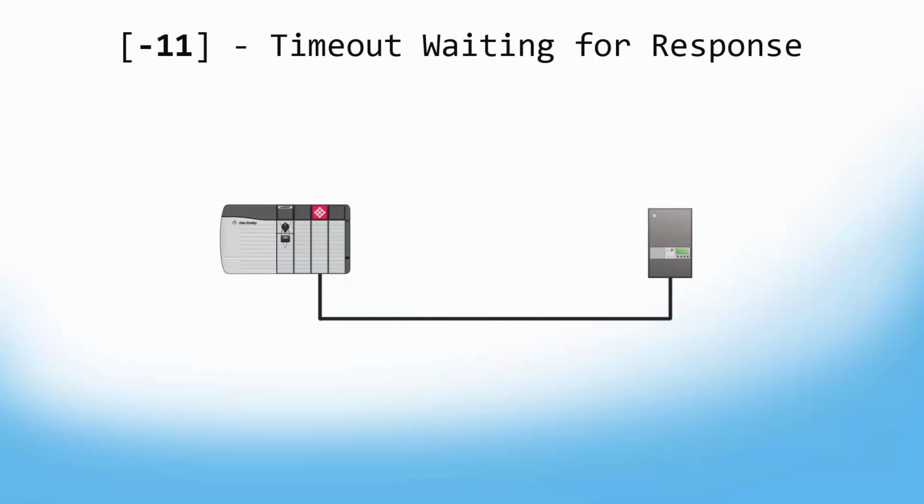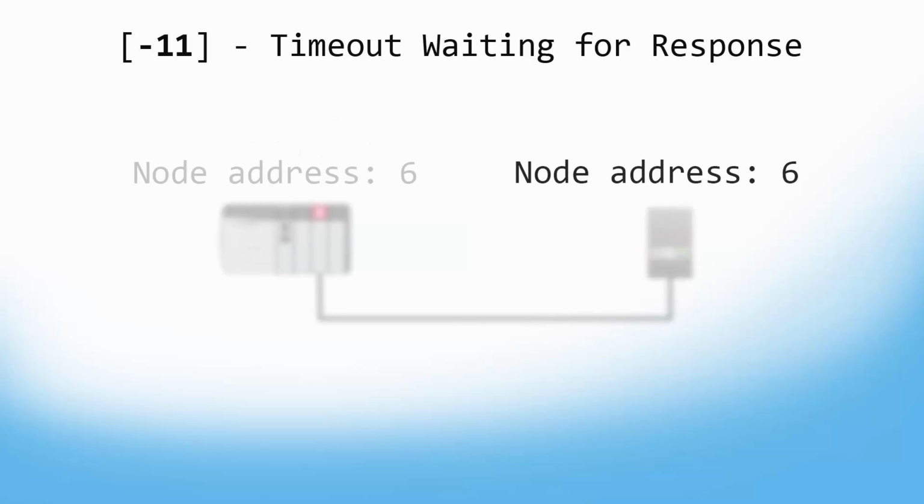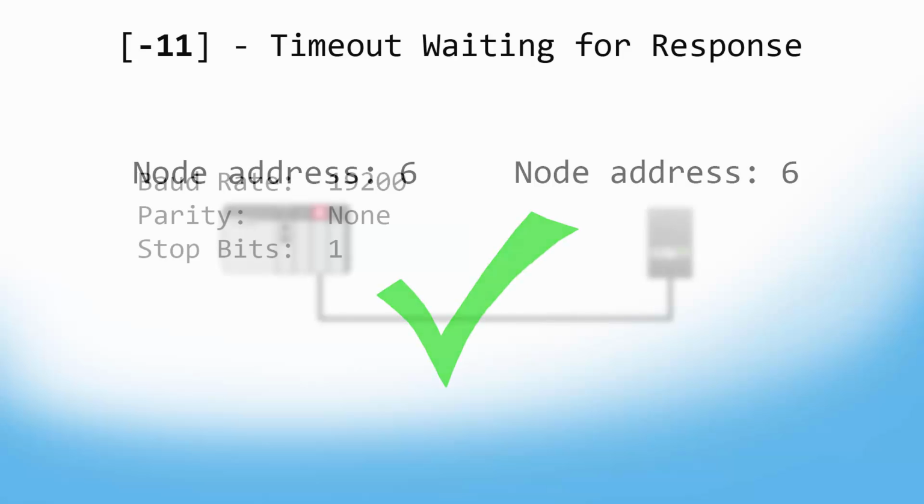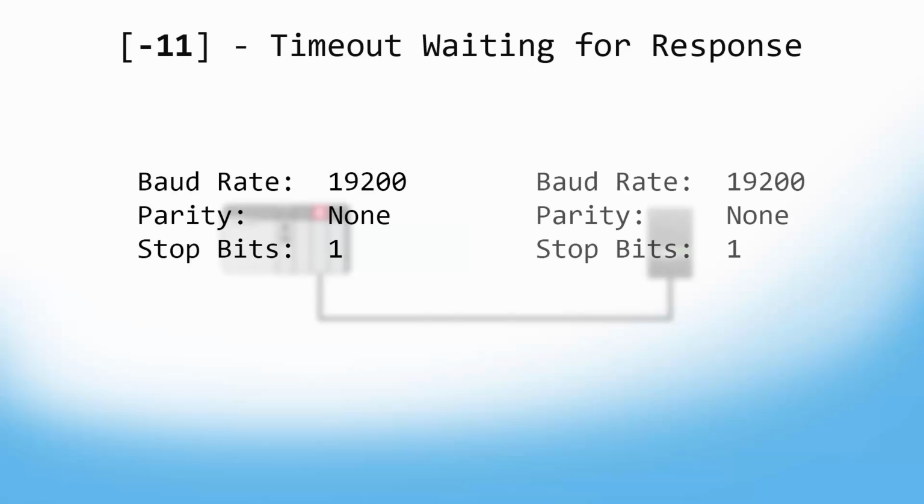Moving on to the module communication error codes, we have code -11, which means the command timed out waiting for a response after a request. This is a very common one, and it's caused by one or more of a few different issues. First, check that the node address of the end device is correct. Then, be sure that your Comm settings, the baud rate, parity, and stop bits all match the network setting.